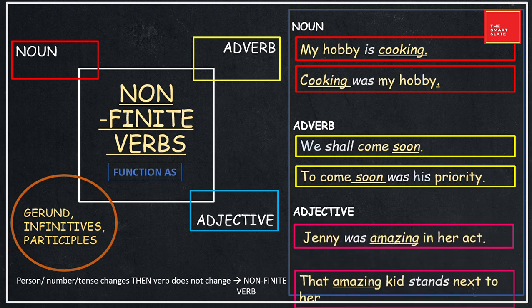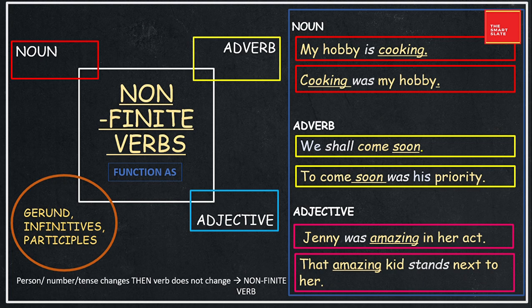Jenny was amazing in her act, and that amazing kid stands next to her. So here, amazing is seen in both the sentences. Even if you change the sentence, amazing works as an adjective, or you can say a non-finite verb, in both the sentences. So when you change number, tense, or person, but the verb does not change, then such verbs are non-finite verbs.